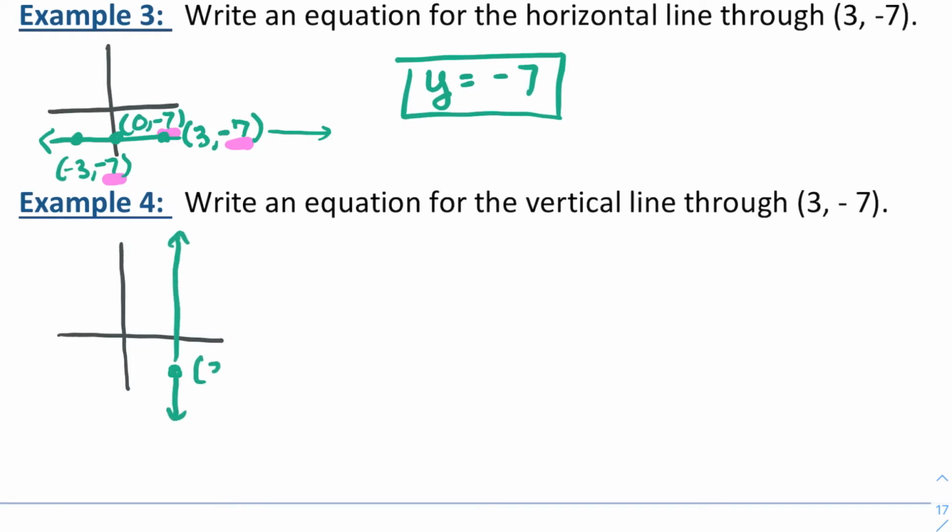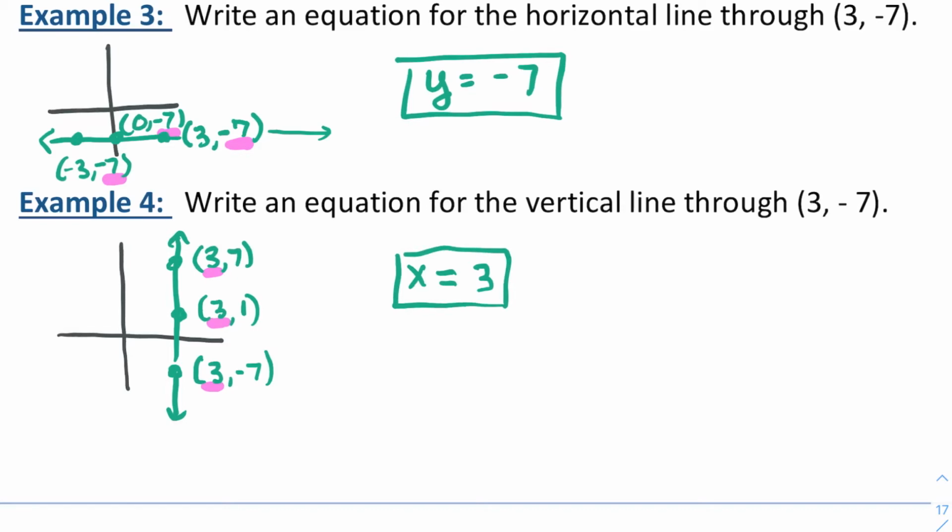If we do a vertical one through that same point, think about points along that line. We've got like (3, 1), (3, 7). All of those points have x values of 3, so that vertical line is just x equals 3.